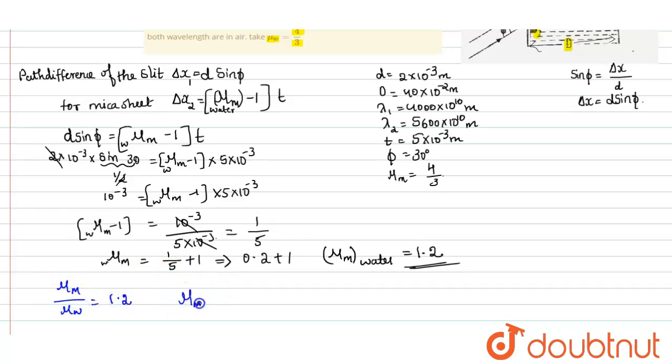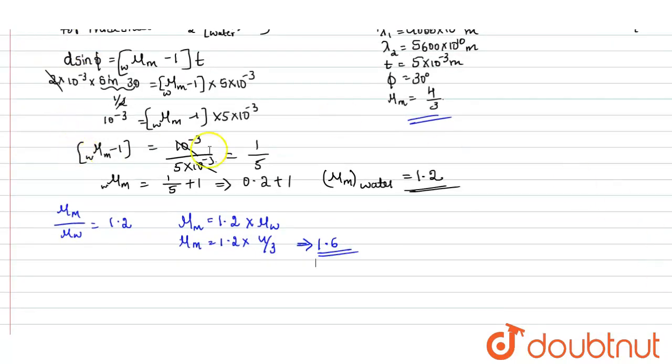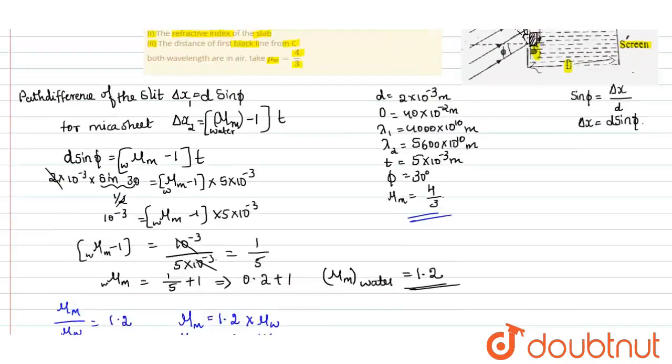So mu m will be 1.2 into mu water, that is mu m is equal to 1.2 into, we have this value 4 divided by 3, that is 1.6. So this is the answer for question 1, that is the refractive index of the slab.